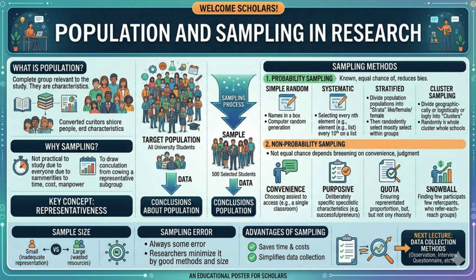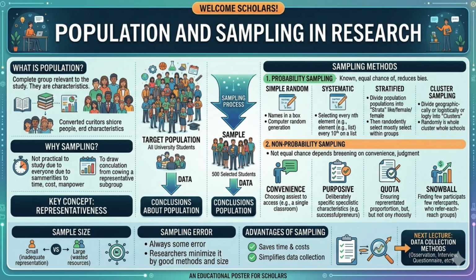Another type is purposive sampling. Here, researchers deliberately select participants who possess specific characteristics relevant to the study. For instance, if a researcher wants to study the experiences of successful entrepreneurs, only individuals with entrepreneurial experience will be selected. A third method is quota sampling.